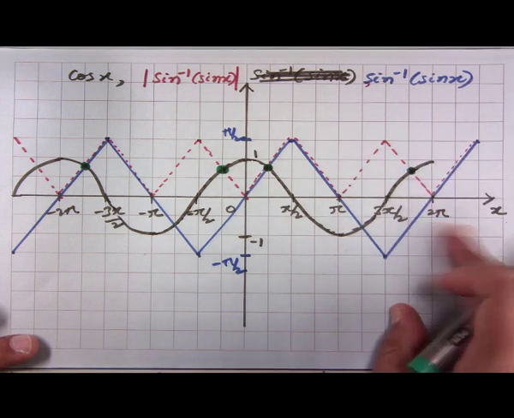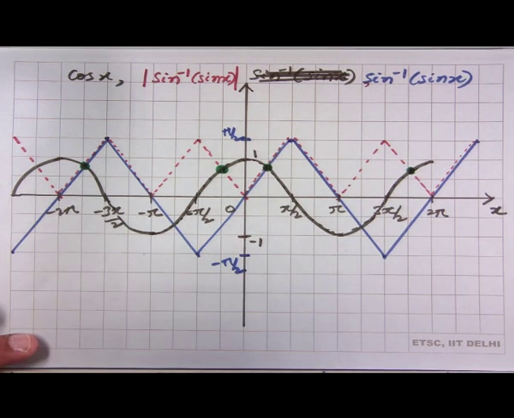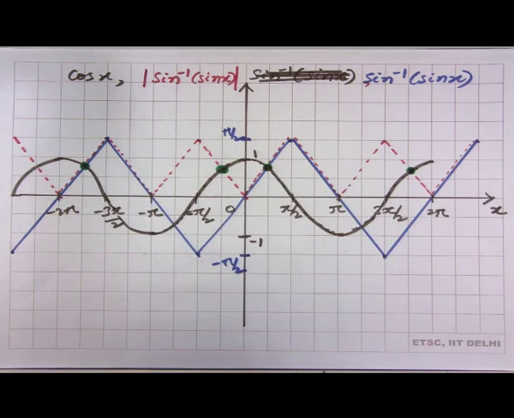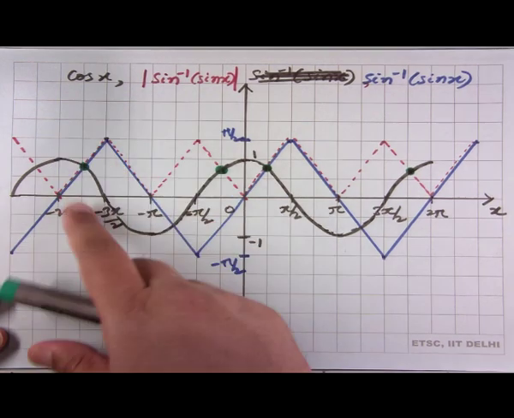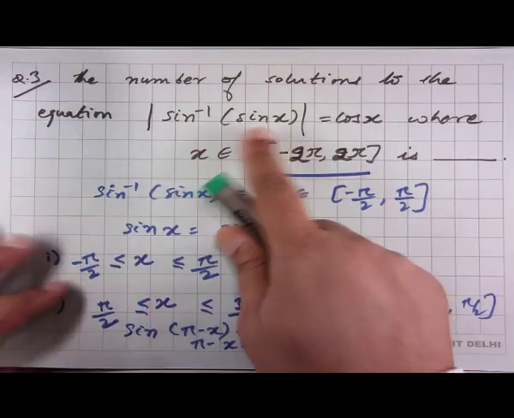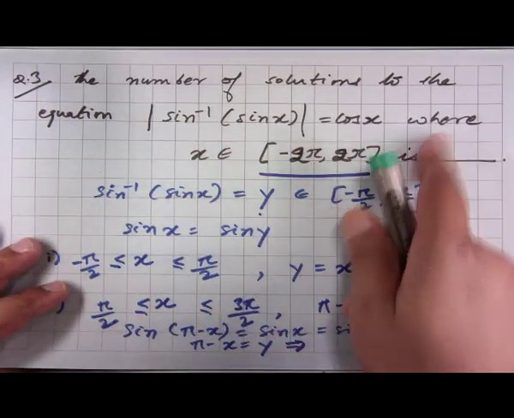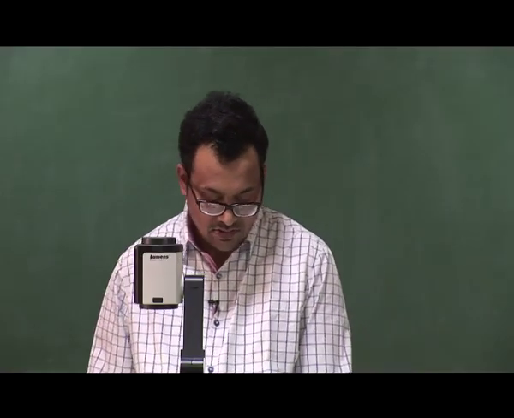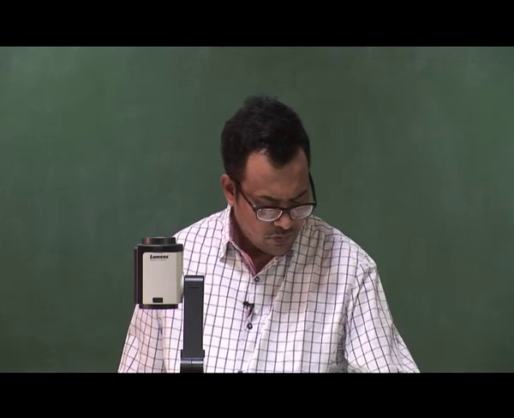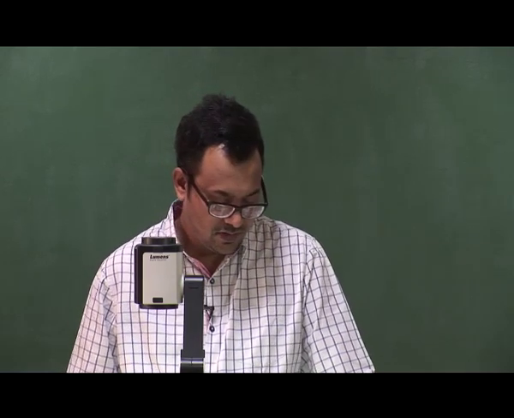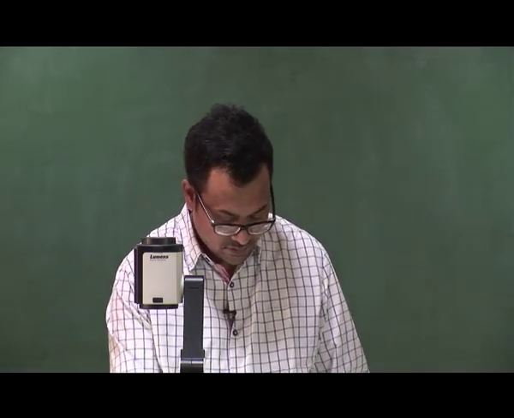So we don't go beyond 2 pi and minus 2 pi, because we have to restrict ourselves to minus 2 pi to plus 2 pi. So we see that there are 4 distinct solutions where both these curves meet, and therefore the number of solutions to the equation mod of sine inverse sine x equal to cos x is 4. So that solves the third problem also. What we see is that many times we have to make use of graphical methods also. So that is one takeaway from this particular question.